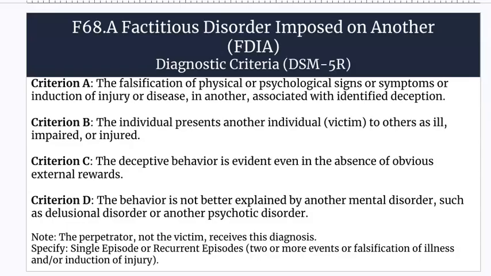So, as for the diagnostic criteria of factitious disorder imposed on another, it's also known as FDIA. The first criterion is the falsification of physical or psychological signs or symptoms or induction of injury or disease in another, associated with identified deception. The second criterion is the individual presents another individual, the victim, to others as ill, impaired, or injured.